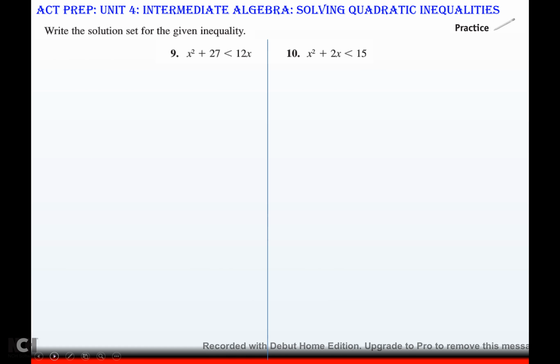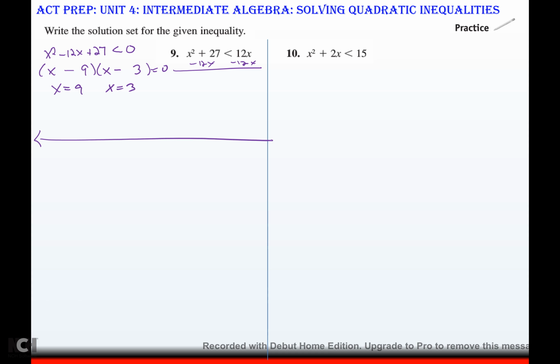All right, number 9. We got to get it in quadratic form, so minus 12x, minus 12x. That's going to give me x squared minus 12x plus 27 less than 0. Should be an easy factor. A is 1. 9 and 3 make 12. C is positive, so they both have to have the middle sign, which means x equals 9 and x equals 3 on a number line.